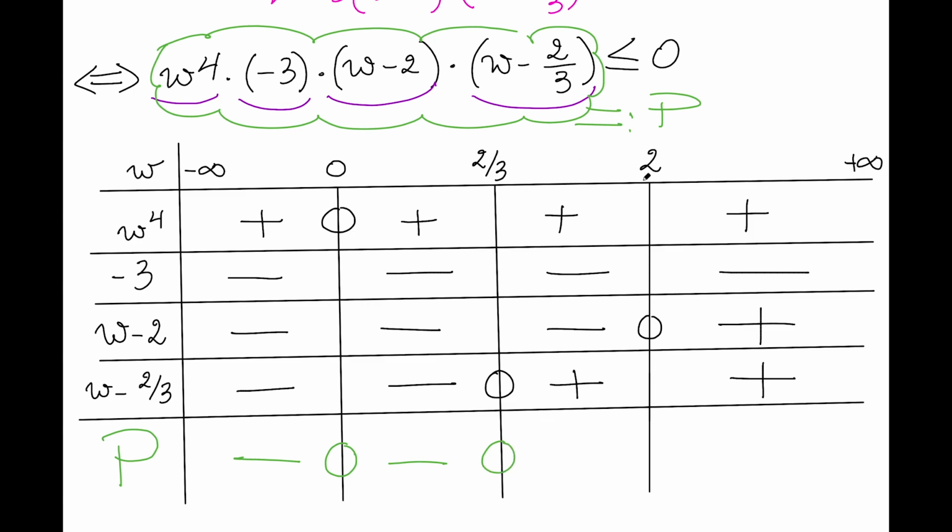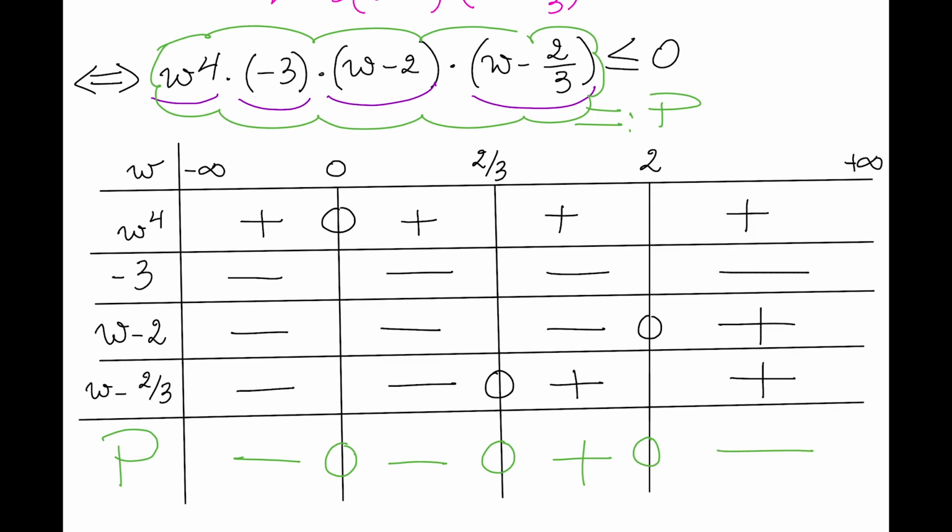Between 2 over 3 and 2, what's between 2 over 3 and 2? W. When w is between 2 over 3 and 2, two factors are positive, two factors are negative, the product is positive. When w is at 2, this factor, w minus 2, is 0, and hence the product is going to be also 0. And once w exceeds 2, 3 factors are positive and 1 factor is negative, hence the product is negative.